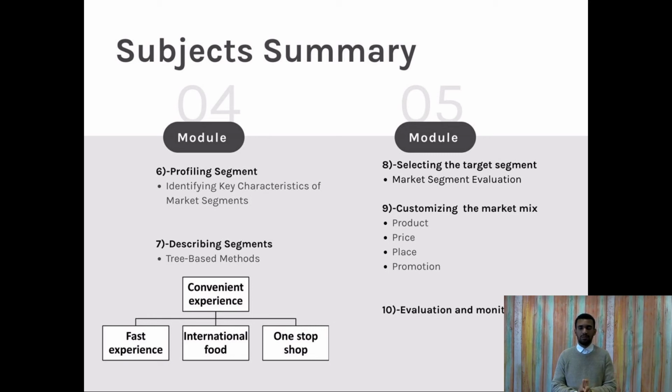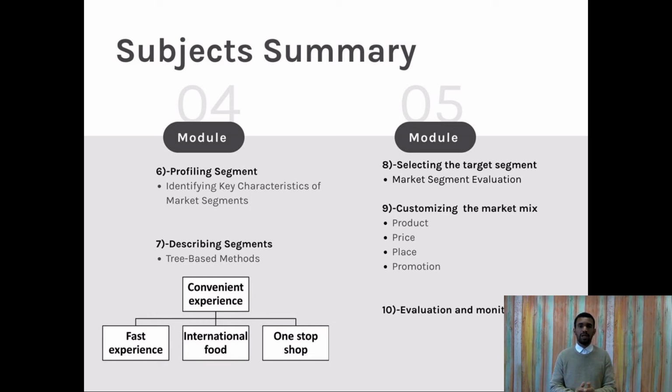In describing the segment, this course has highlighted one of the most used methods, which is called the tree-based method. As we can see in the slide, let's take Albert Heijn again as an example. You will notice that Albert Heijn is not the cheapest option among the supermarkets in the Netherlands. But why do people go to Albert Heijn? There are several reasons, but the most common reason is the convenience or the quality of the product. So that's why we have convenience at the top.